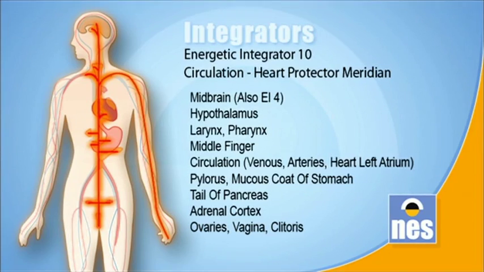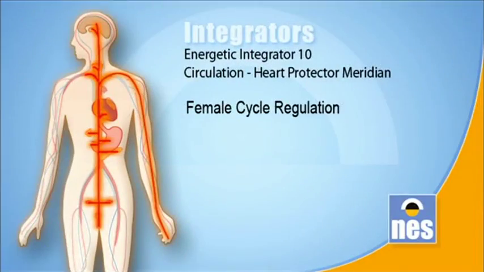There's a link too with calcium. This is because of the hypothalamus being a regulatory organ. Now we've got to look at female cycle. Female is very complex. Things go wrong. And it's because of the hormones and female cycle regulation.